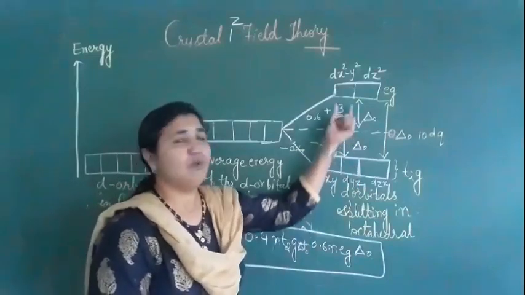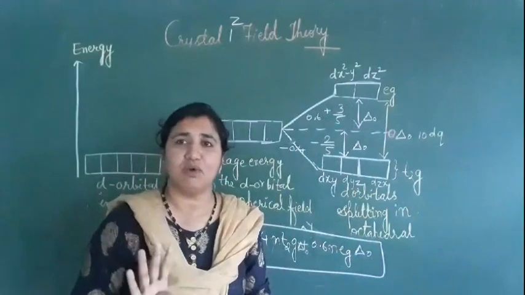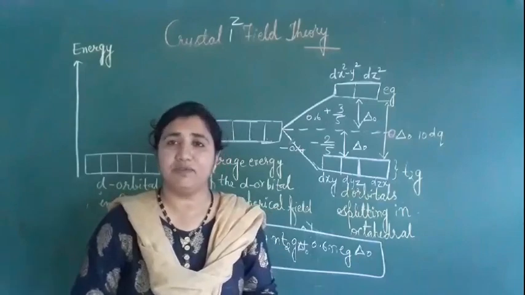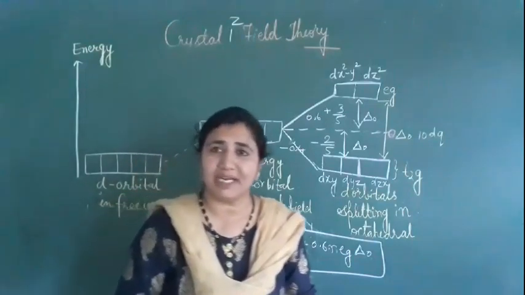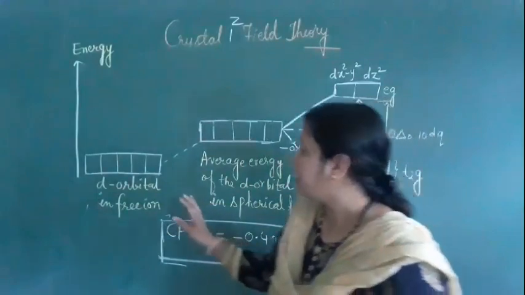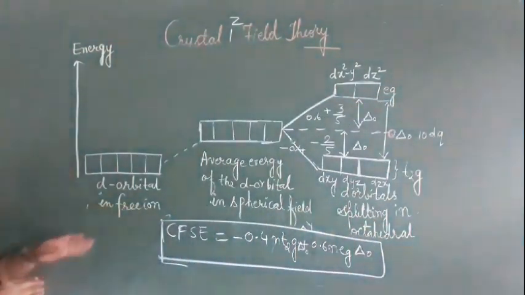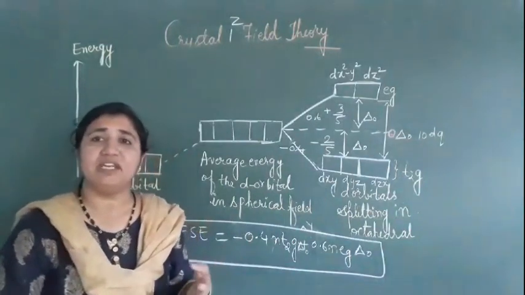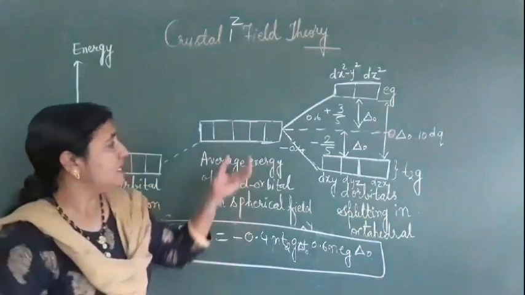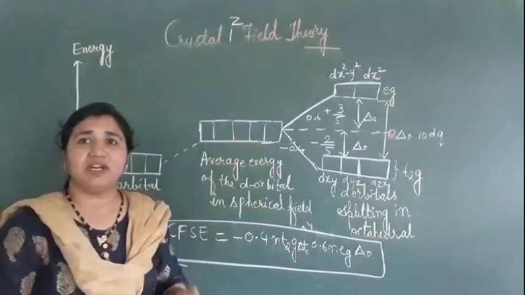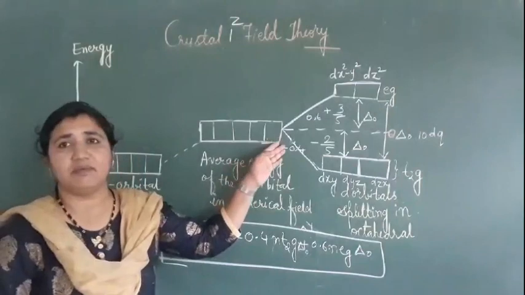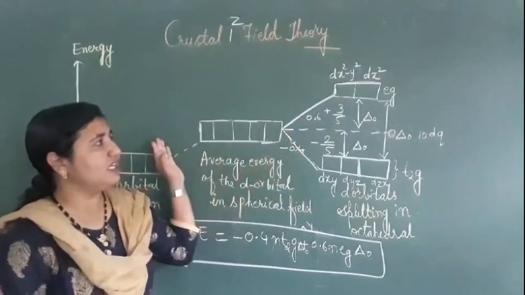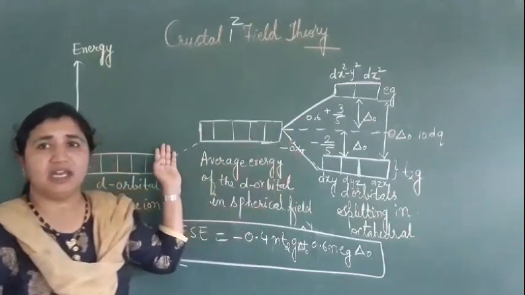Whether this splitting will be more or high depends on 4 factors. The first depends on the ligands, whether it is a strong ligand or a weak ligand. Second is the charge on the metal ion. Next, if the charge is the same, it depends on the number of ligands approaching. And if the charge is the same, then we have to see the number of electrons, which we will see later. First we will see how we are going to fill up the electrons if strong and weak ligands are there.